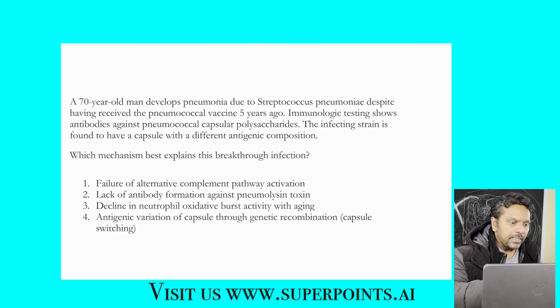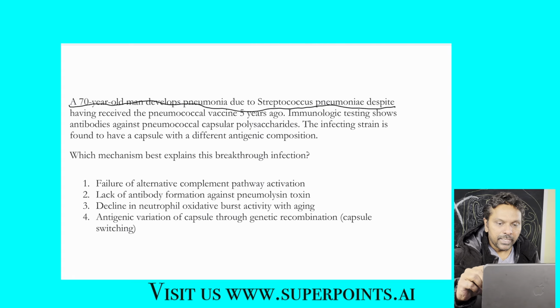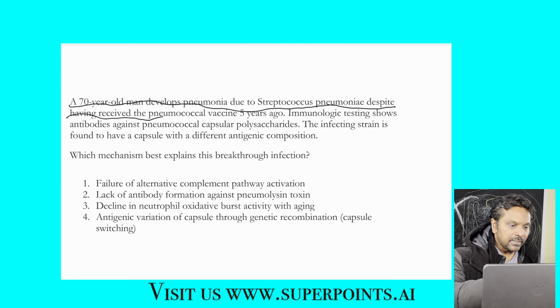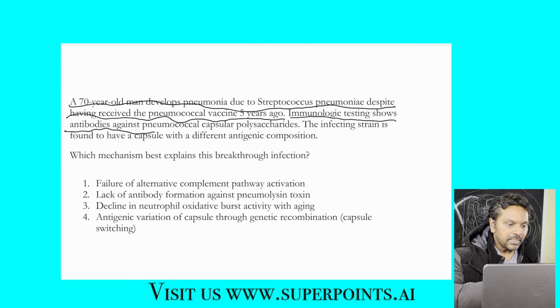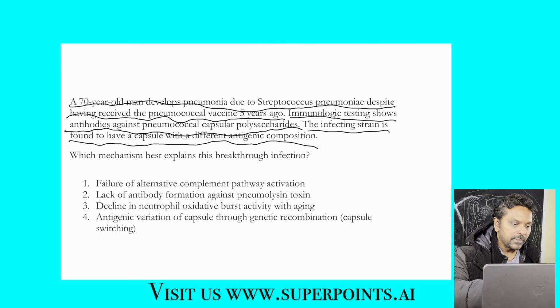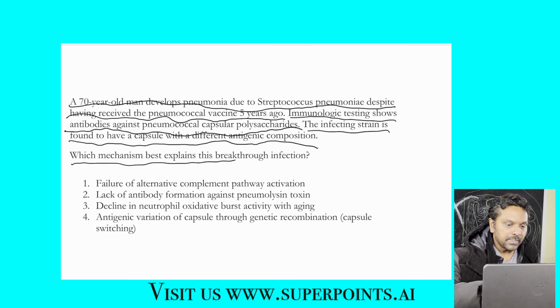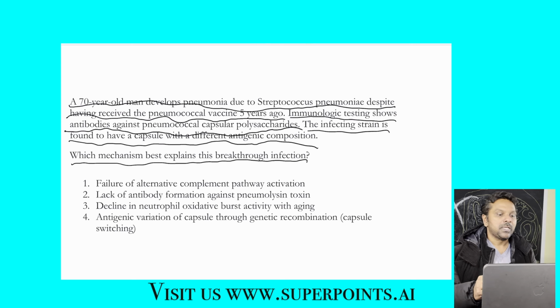A 70-year-old man develops pneumonia due to Streptococcus pneumoniae despite having received the pneumococcal vaccine 5 years ago. Immunologic testing shows antibodies against pneumococcal capsular polysaccharides. The infecting strain is found to have a capsule with a different antigenic composition. Which mechanism best explains this breakthrough infection? There are 4 options. Choose the best one.